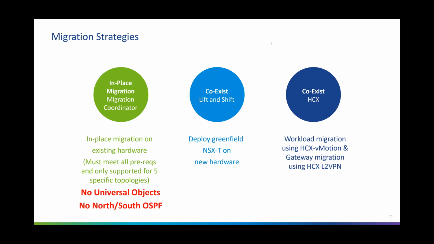And then the other thing that's important in the in-place migration, or one of the limits to the migration coordinator, is it doesn't understand universal objects or the north-south OSPF. And also in your firewall rules, if they're referencing something that's universal or something that's vSphere object-based, that can be a challenge as well. So let's talk about some of those in-place migration with the migration coordinator scenarios and prerequisites as we move forward.